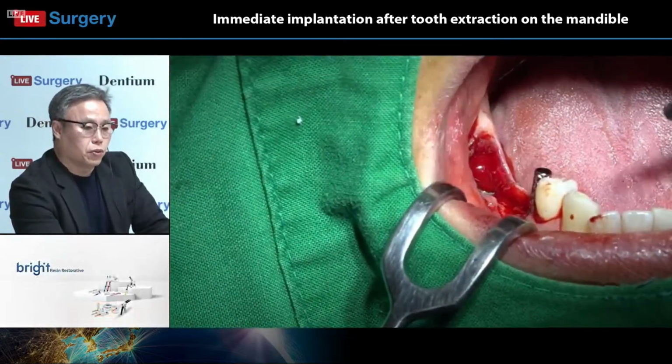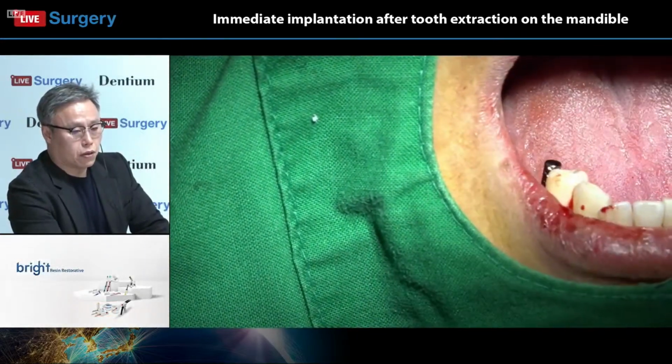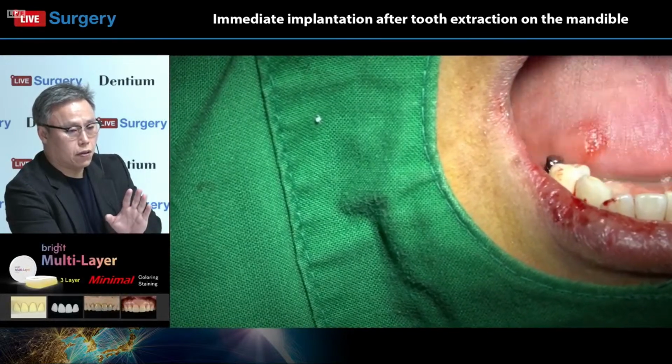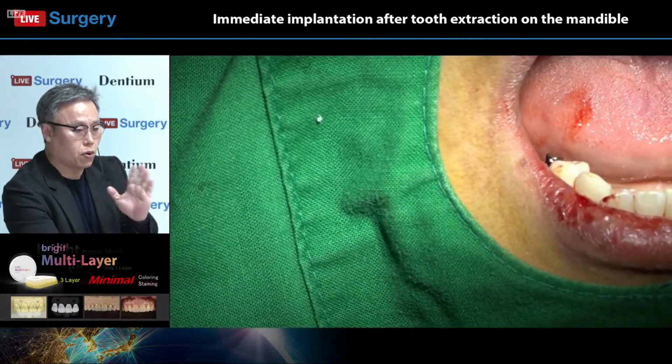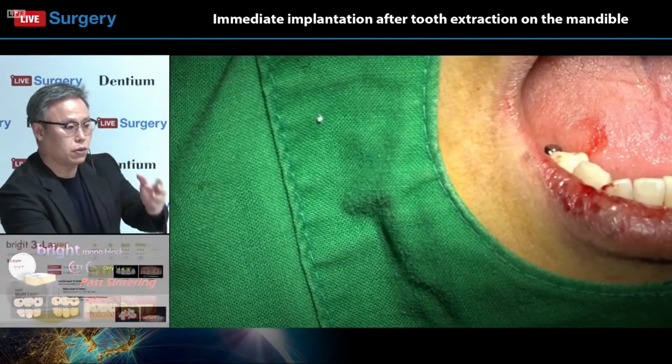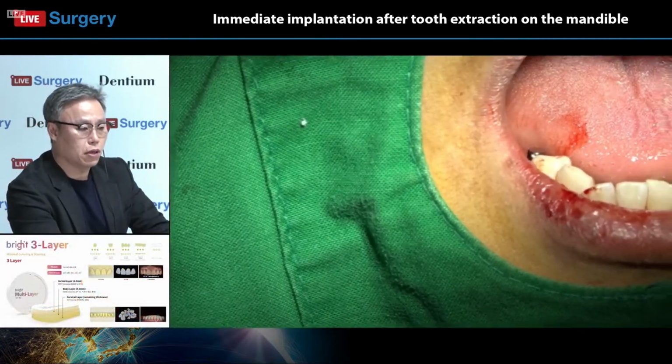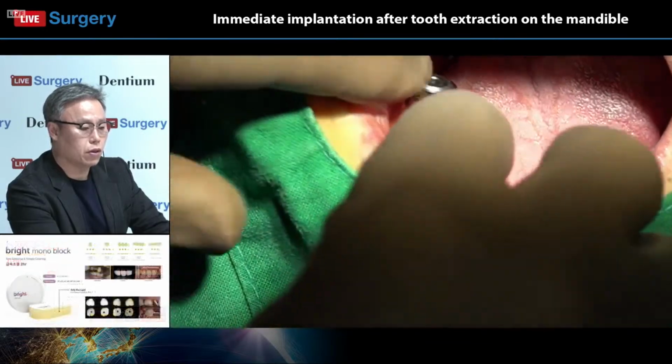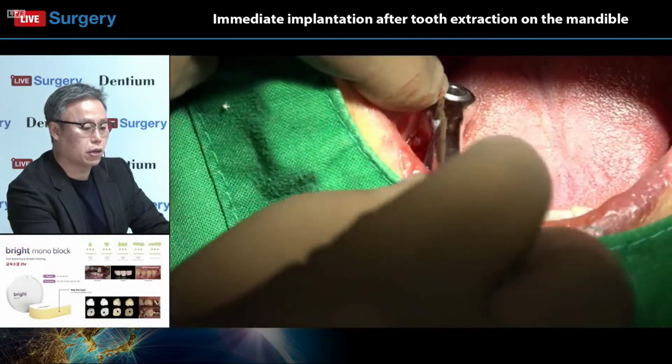I think it's pretty good. If you look at the front side, you can see the axis of the implant, the buccal-lingual relation. Just follow the axis of the previous tooth, I mean the mesial side tooth. I think the buccal-lingual position is ideally placed.